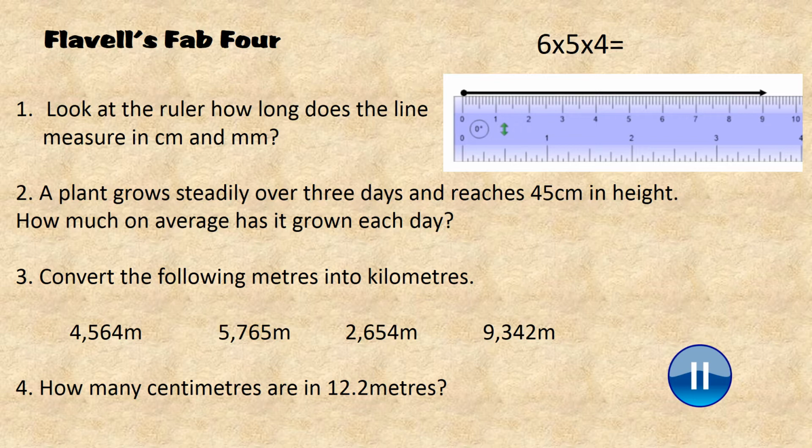Convert the following metres into kilometres: 4,564, 5,765, 2,654, 9,342. Think about how you would convert those, how many metres there are in a kilometre. Then how many centimetres are in 12.2 metres. Remember to pause it, have a go at a few of them, or have a go at all of them, and then we'll get back with the answers.